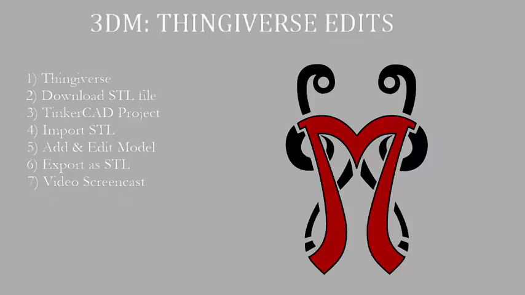This is a tutorial on Thingiverse edits on a 3D modeling project. We're going to go to Thingiverse and find a model. We're going to download that STL file. We're going to use Tinkercad to put that STL file into the project. We're going to import the STL into that project. We're going to edit the model a little bit. We're going to export it as an STL, and we'll create a video screencast file. Let's get right into it.